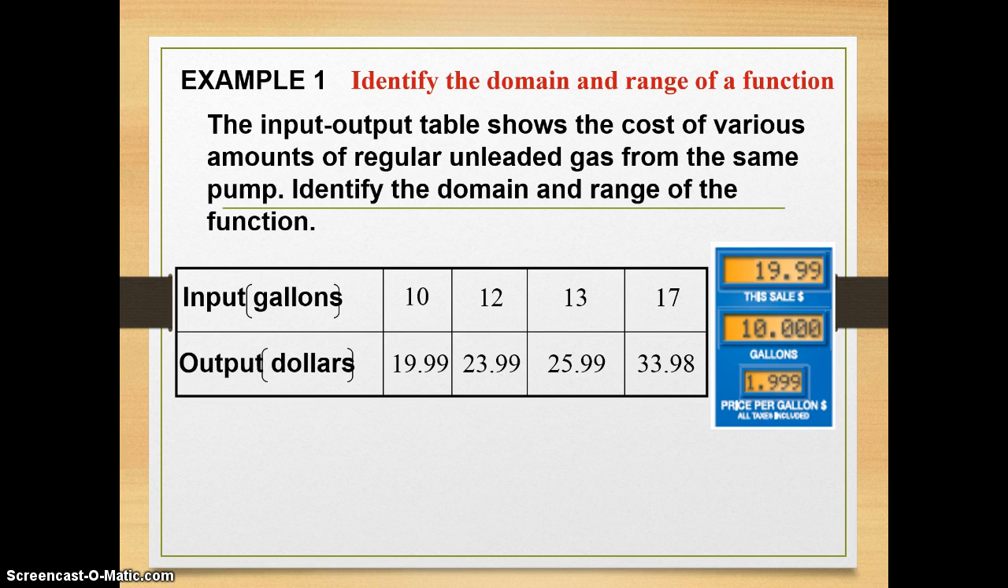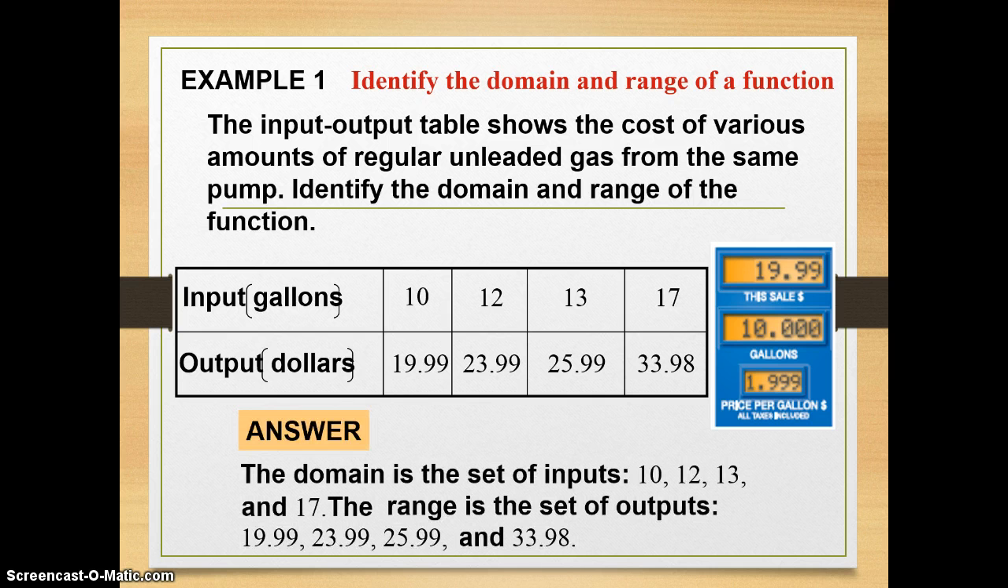So the domain values are the input values. So that would be 10, 12, 13, and 17. The range is a set of the output, which is the dollar amount that you will pay. So the range is a set of outputs: $19.99, $23.99, $25.99, $33.98.